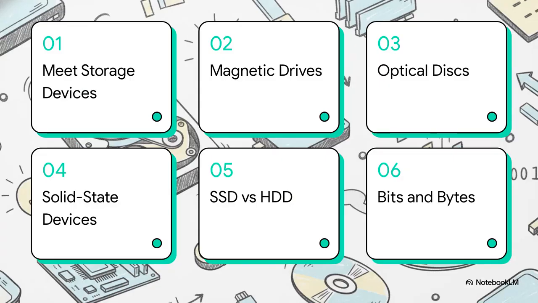Here is our quick roadmap for today's Explainer. Number 1, we'll meet your storage devices. 2, magnetic storage drives. 3, optical storage disks. 4, solid-state storage devices. 5, the big SSD versus HDD showdown. And 6, measuring bits and bytes.